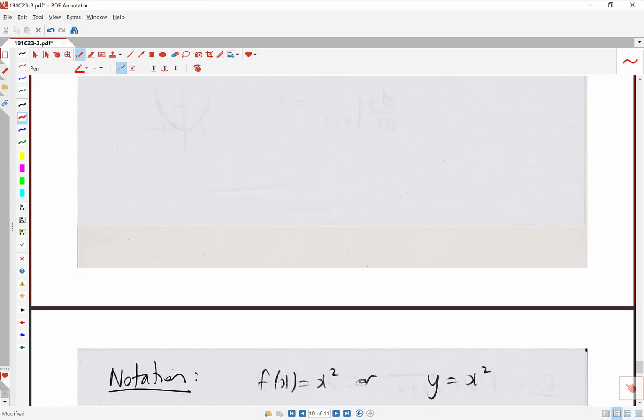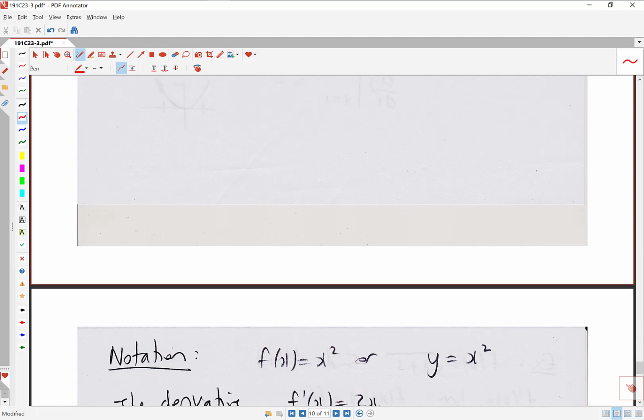So last thing we're going to talk about in this section is just a little bit of notation. Two common ways to talk about a function. We can either say f of x equals something, or we can say y equals something. And we will use both throughout the course. The two notations have slightly different strengths and weaknesses. So one is good in one context, one is good in another context. So we'll get used to both.